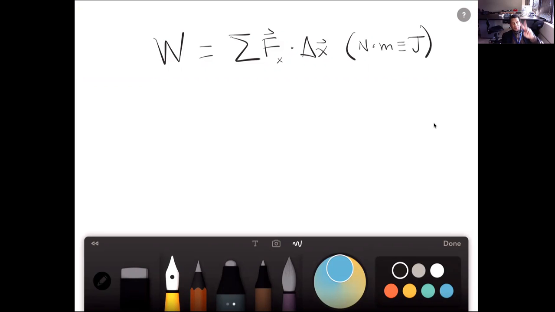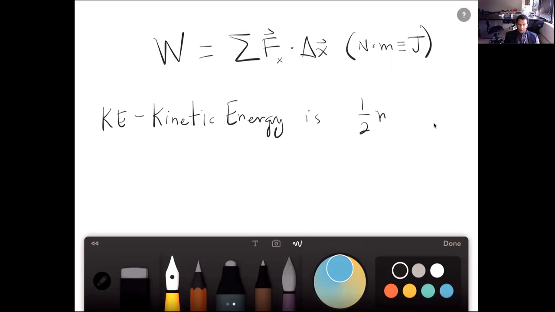There are going to be two kinds of energy that we're going to use as well. And then I want to relate work to energy. So kinetic energy, that's moving energy. And I'm just going to call that KE, is 1/2 times the mass of the object that's moving times its velocity squared.